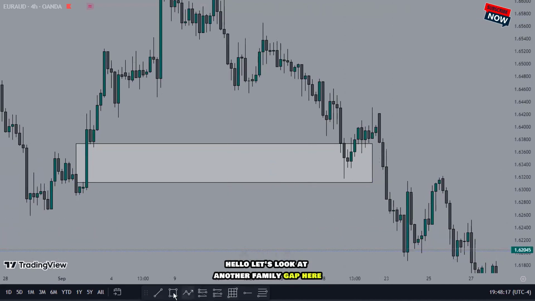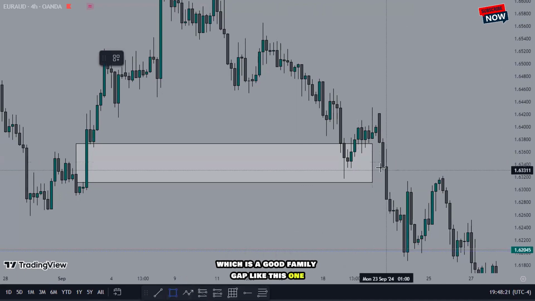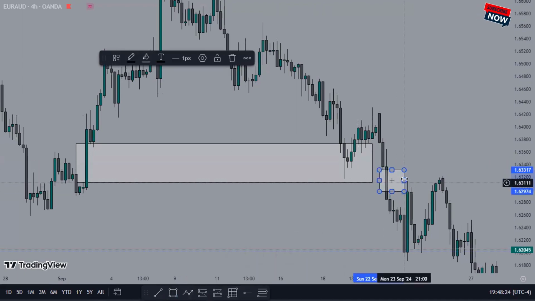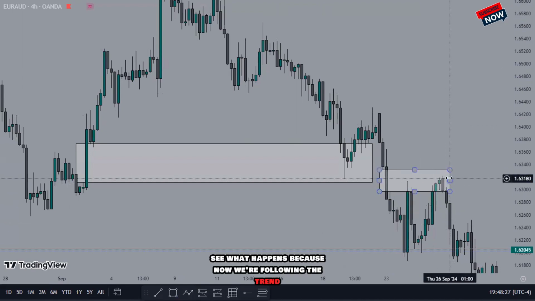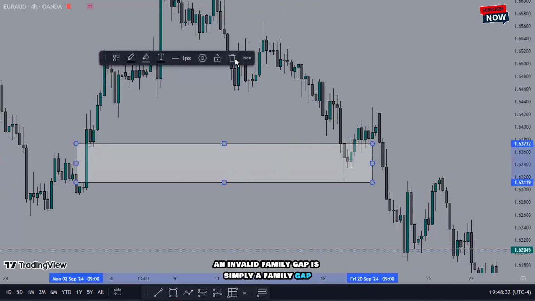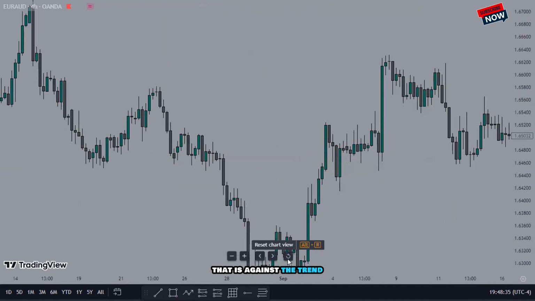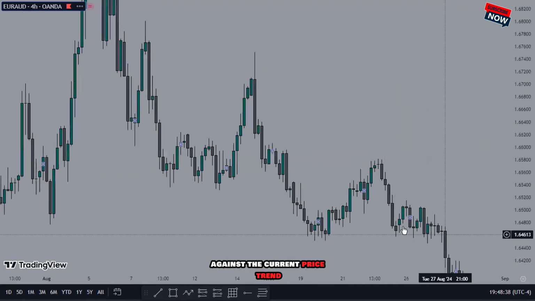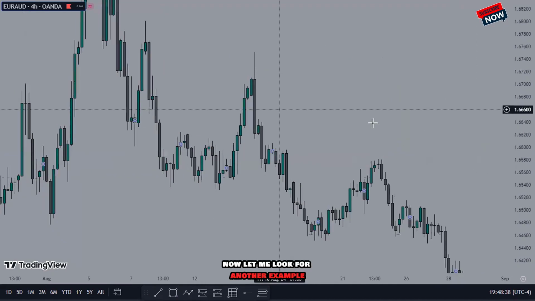And now let's look at another fair value gap here that resides on the right side of the market, which is a good fair value gap like this one. You see what happens? Because now we're following the trend. So an invalid fair value gap is simply a fair value gap that is against the current price trend.